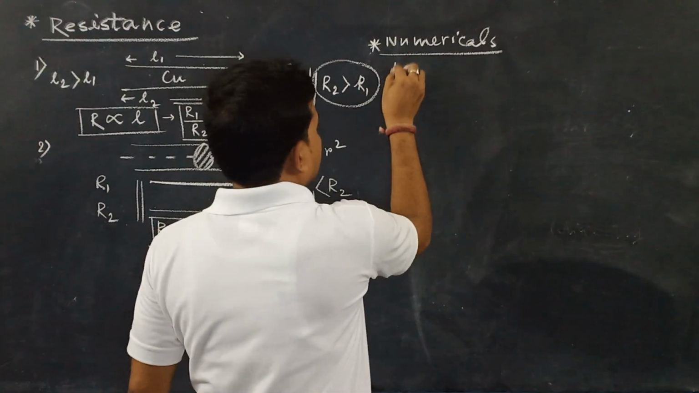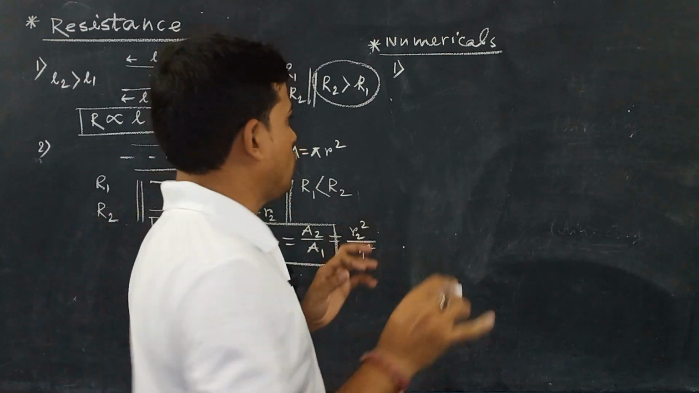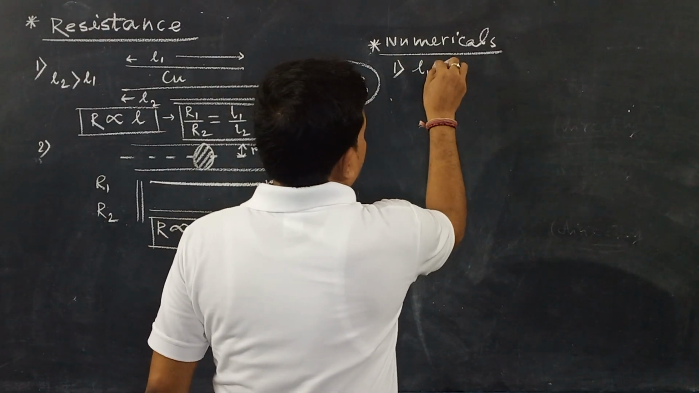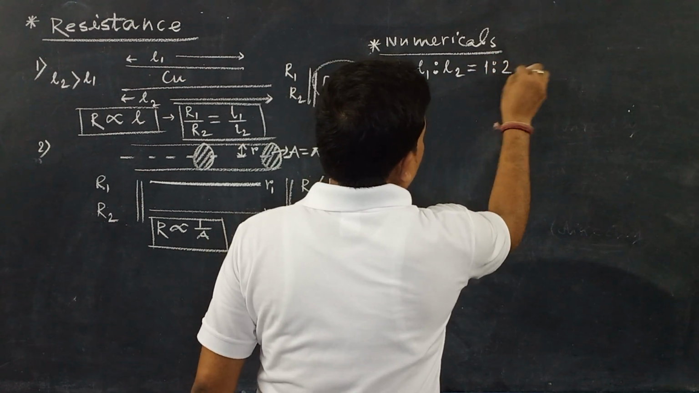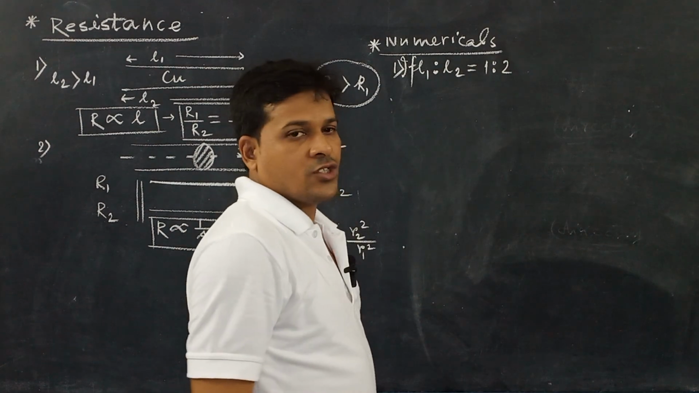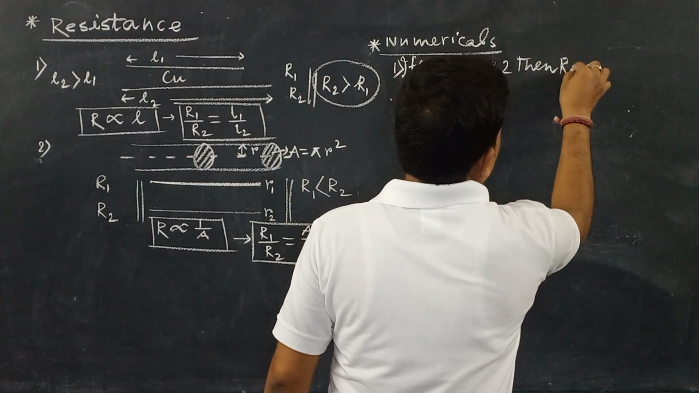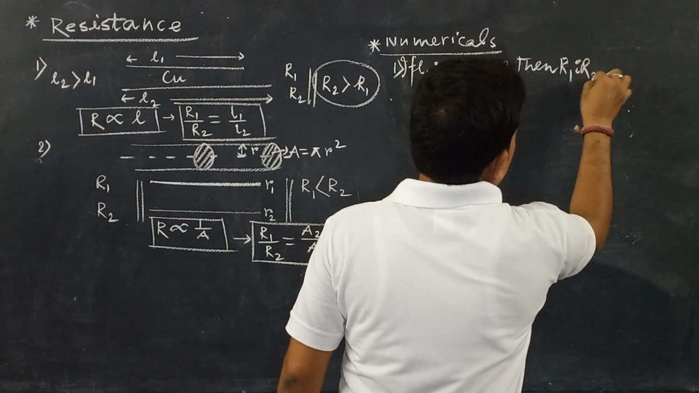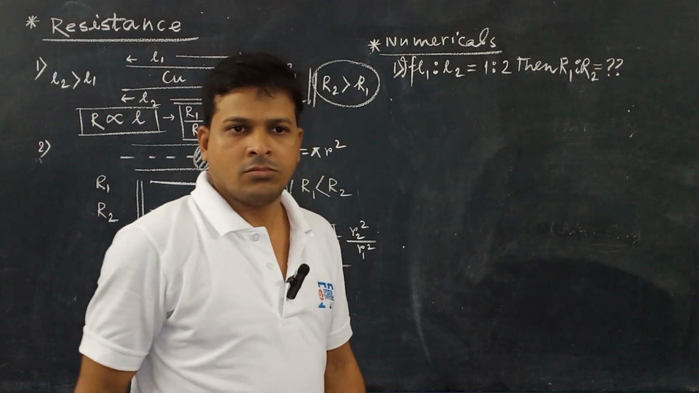The first numerical, frequently asked in your question paper and the test paper also, is: if the ratio of the lengths of the two wires L1 is to L2 is 1 is to 2, that is, if the ratio of the length is given as 1 is to 2, then what will be the ratio of their resistance? Find the ratio of their resistance. That will be the question.